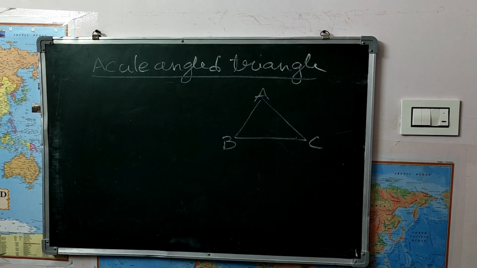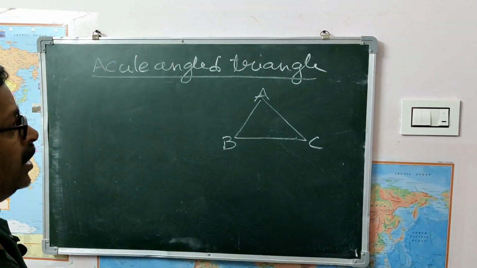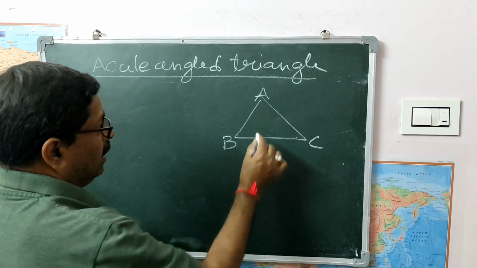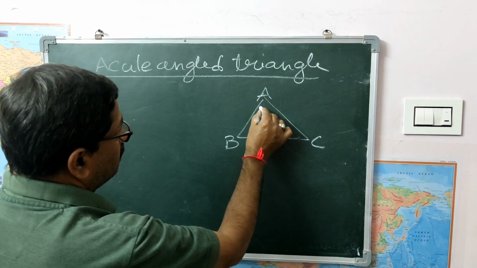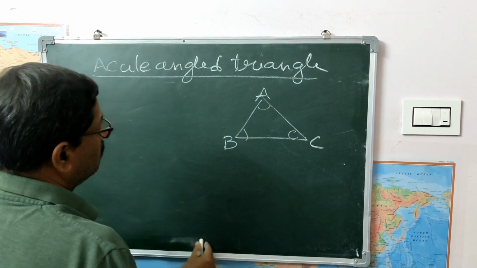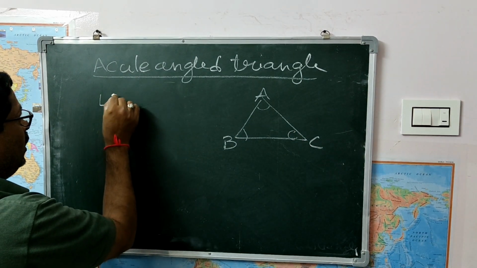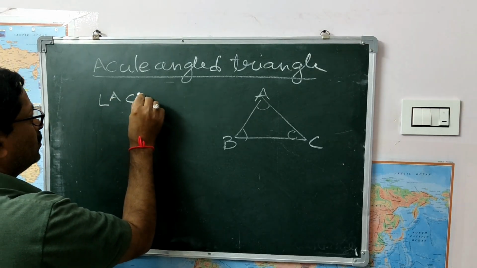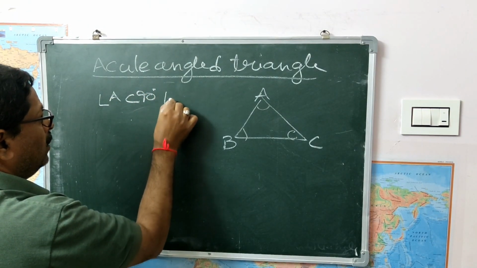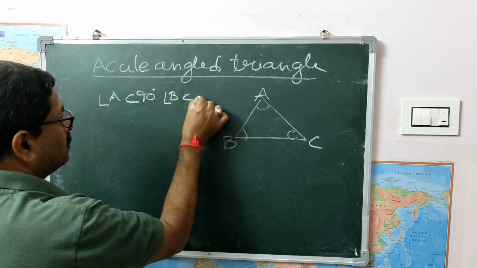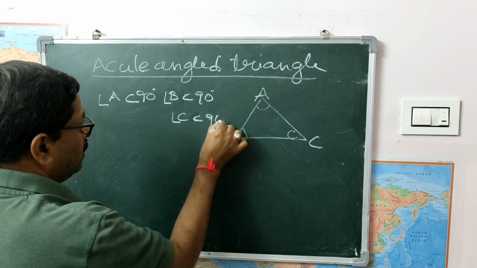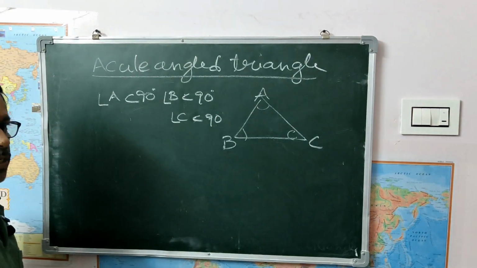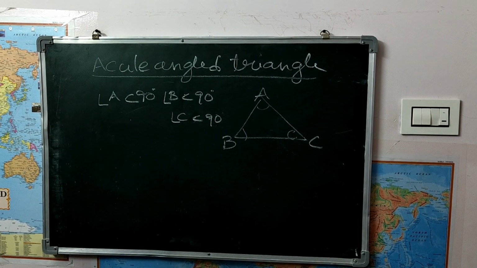Here you see an acute angled triangle. What is an acute angled triangle? If each angle is less than 90 degrees, remember, each angle is less than 90 degrees. Angle A, angle B, angle C. Angle A must be less than 90 degrees. Angle B must be less than 90 degrees. Angle C must be less than 90 degrees. Each angle is less than 90 degrees, then it is called an acute angled triangle. That's all about this one.